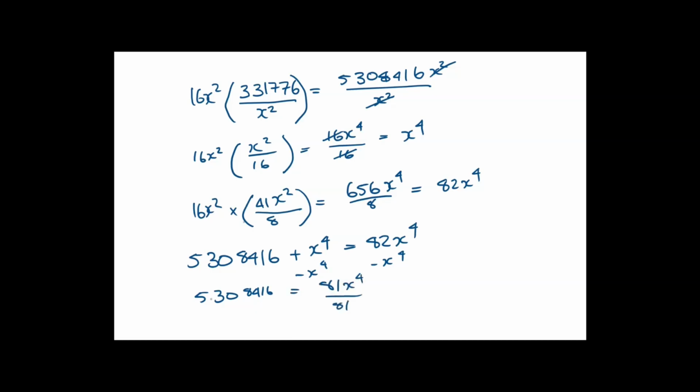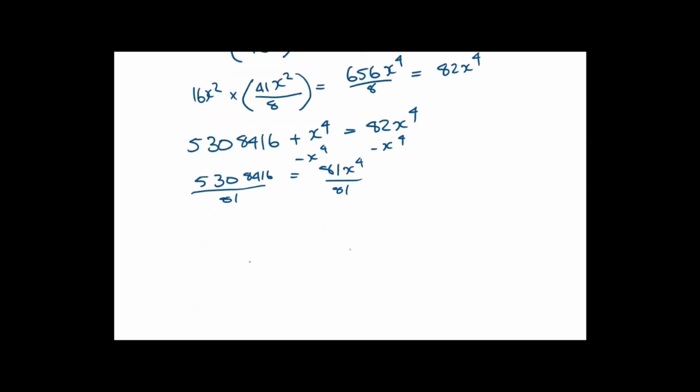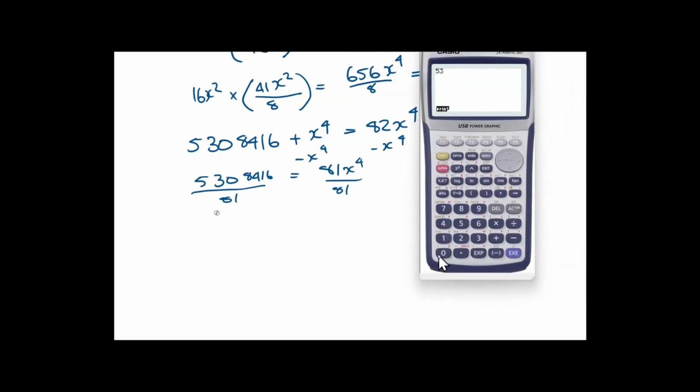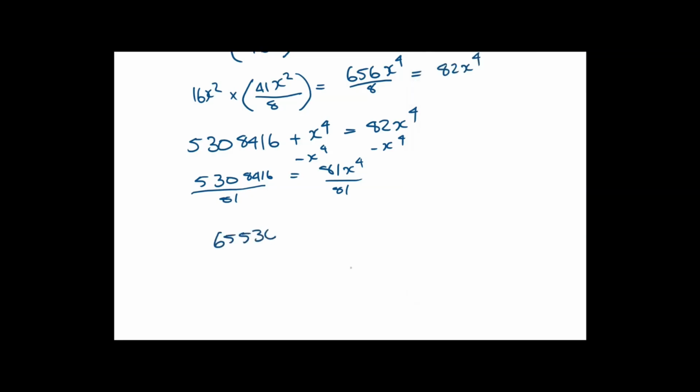Now we want to divide both sides by 81, and there's a lot of algebra in this. I think this is definitely an excellence question, this one. So this one is 5,308,416 divided by 81, and it looks promising. 81's a perfect square. 65,536 equals x to the power of 4. We're nearly there. Let's take the fourth root of both sides.